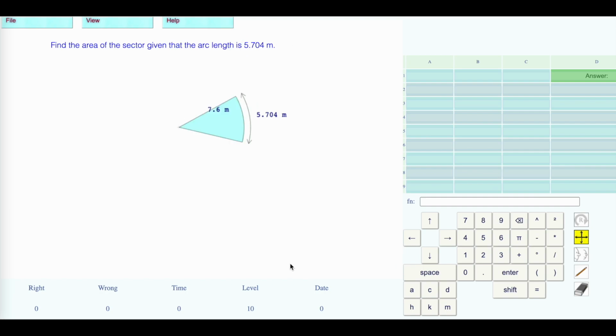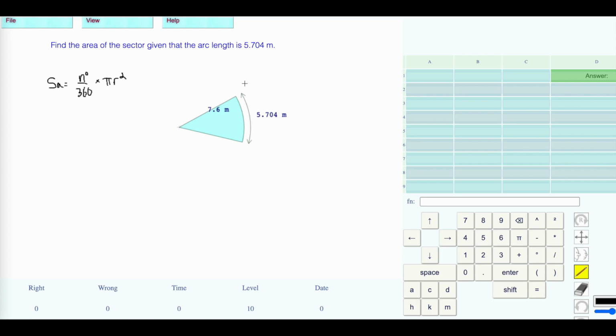Welcome to level 10. Find the area of the sector given that the arc length is 5.704 meters. There's a couple of ways of doing this. For the sector area, we know that sector area is the fraction of the circle, which is the central angle out of 360, times pi r squared. The problem is we don't know what the central angle is, and we don't know what the sector area is.